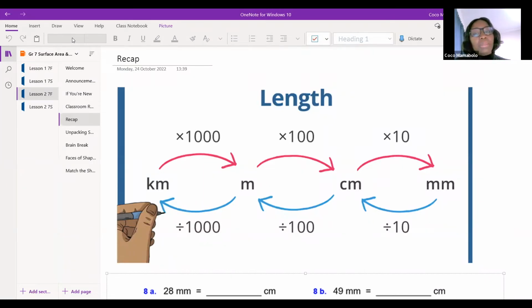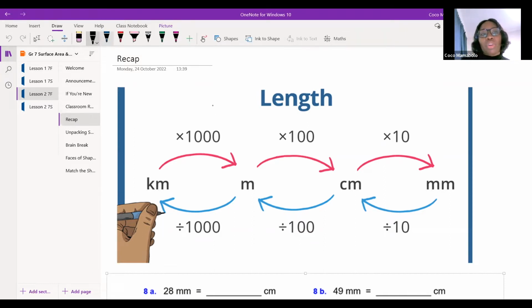Okay, and if I am going from centimeters to millimeters, what am I doing and by how much? It will not be multiply. Have a look. I'm going from millimeters to centimeters. What does my rule say I need to do? Good. I need to divide by 10.